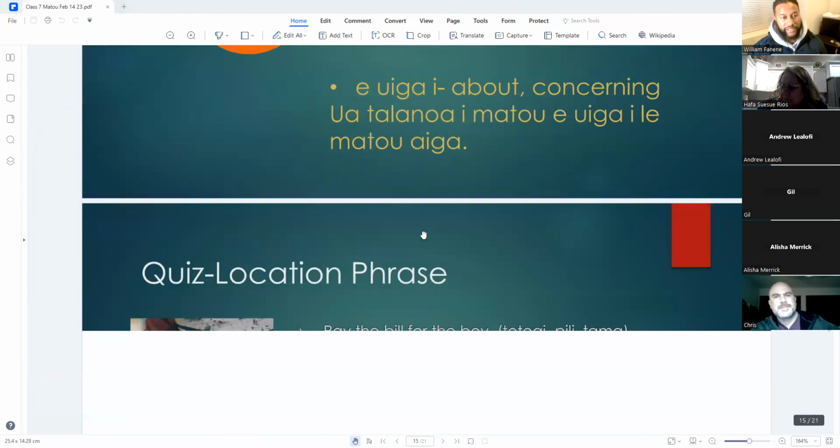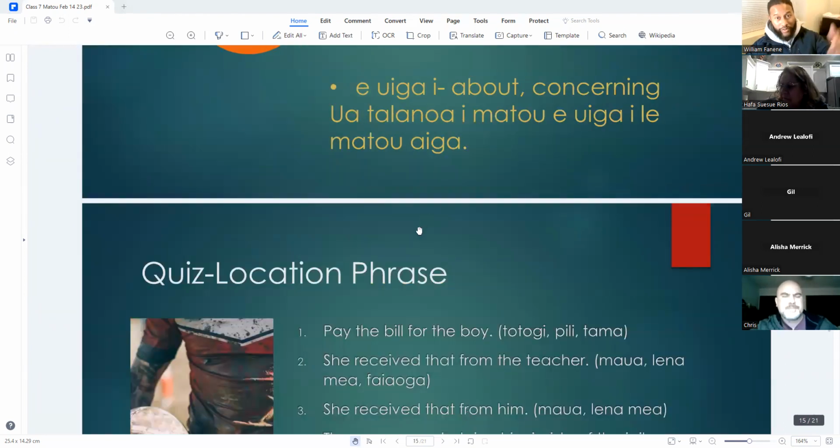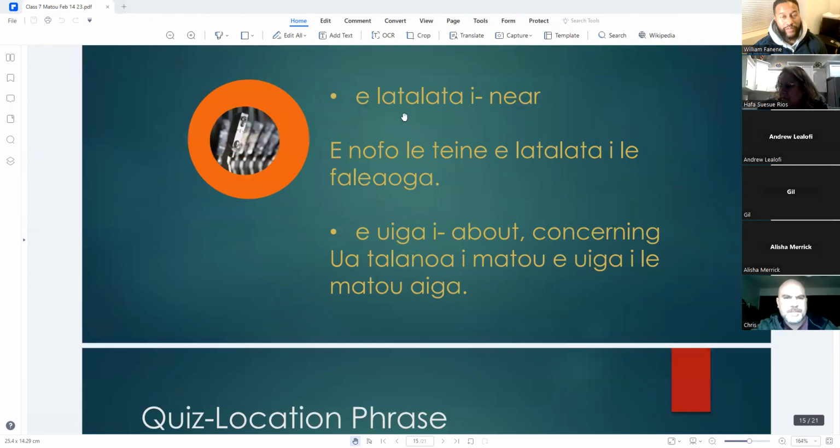So I'll also upload these. These are more prepositions. Like I said, there's many of them. There's even many more than this. I'll just go over this. So near is elatalata I. So that's near. So enofoletene elatalata ile faleaonga. So the girl lives near the school. Okay. So that's all that is. So ile, I'm sorry, e lata I. So near. So that's another way you can start your preposition.